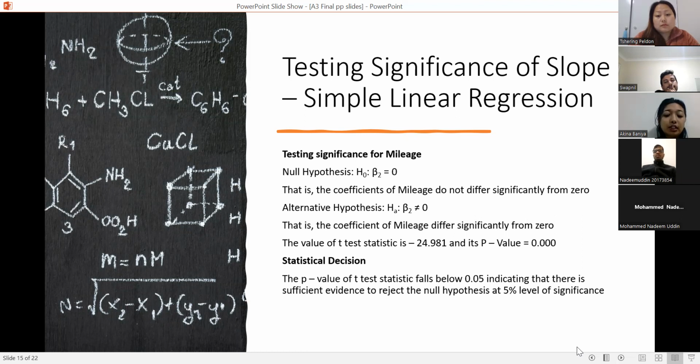So as per the statistical decision, the p-value of the t-test statistic falls below 0.05, which indicates that there is significant evidence to reject the null hypothesis at 5% level of significance.